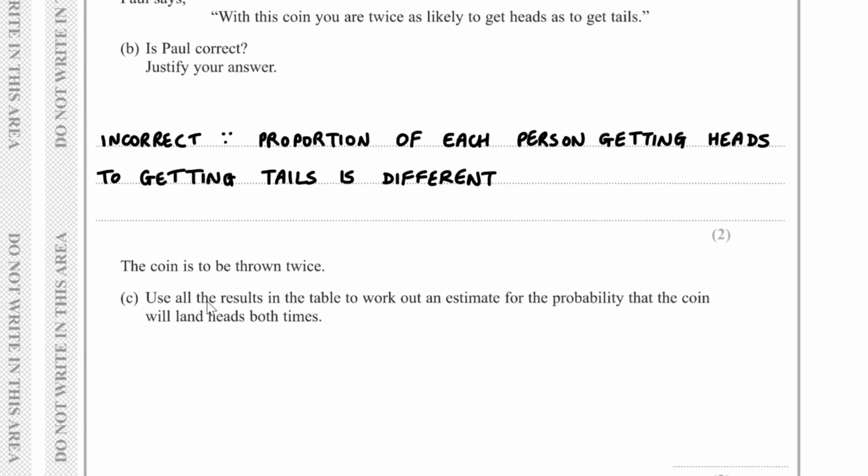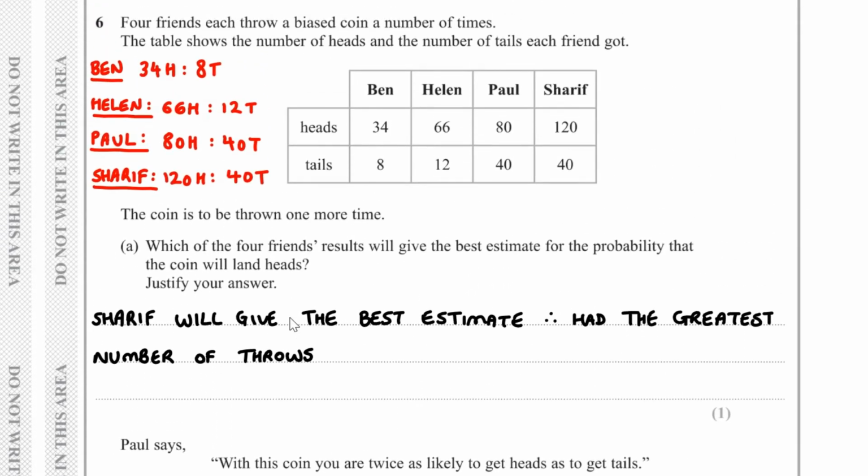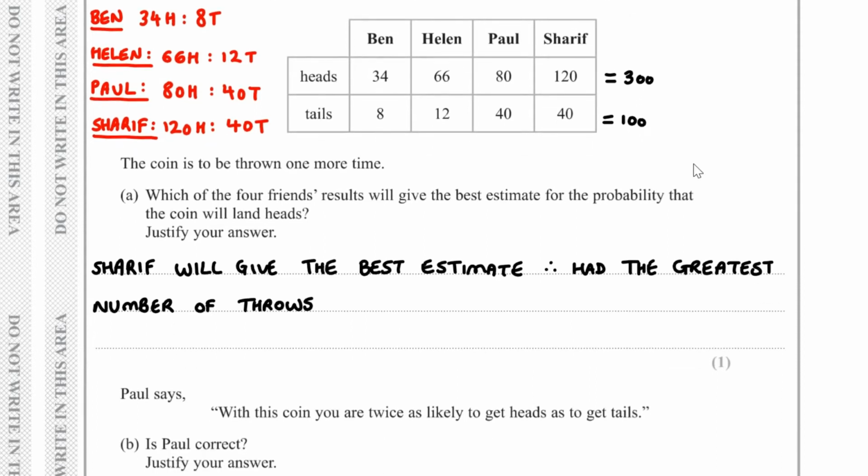Now for part C, the coin is to be thrown twice. Use all the results in the table to work out an estimate for the probability that the coin will land on head both times. Well, you can see from here, the total number of heads we have, 34 plus 66 plus 80 plus 120, that's 300. So here we get a total of 300 heads, and the total number of tails, 8 plus 12 plus 40 plus 40, that's 100. So we have 300 heads, 100 tails.